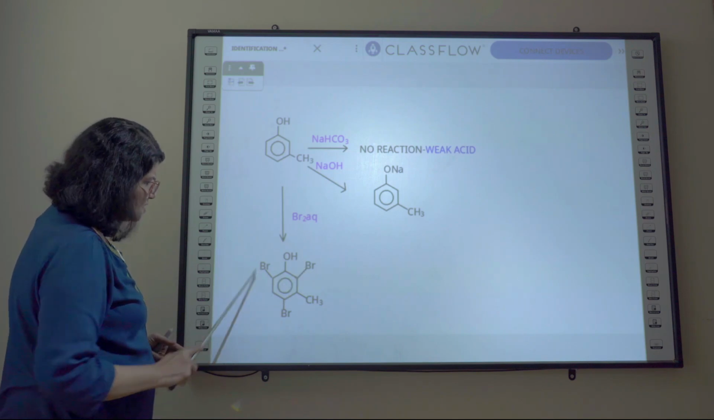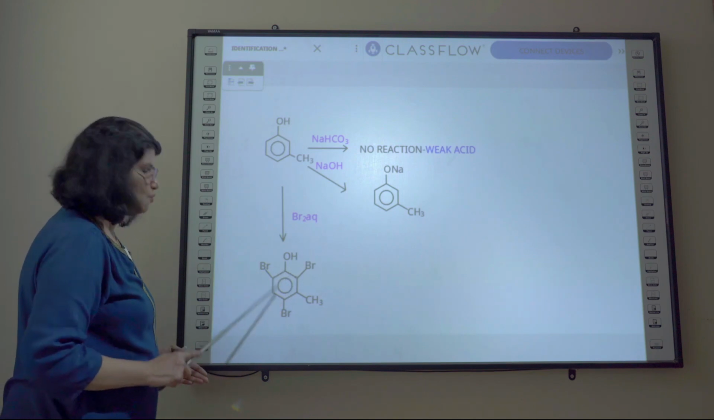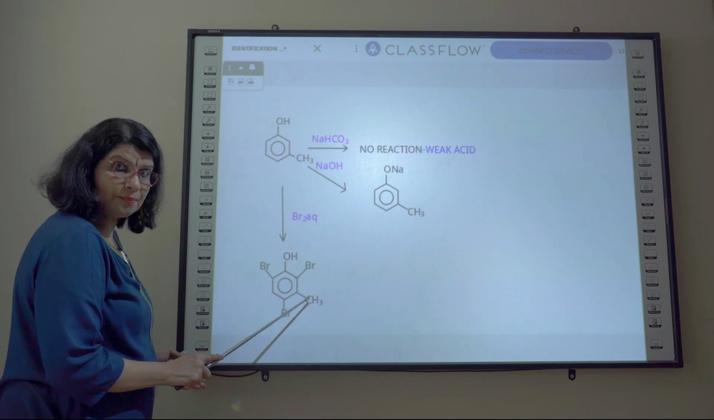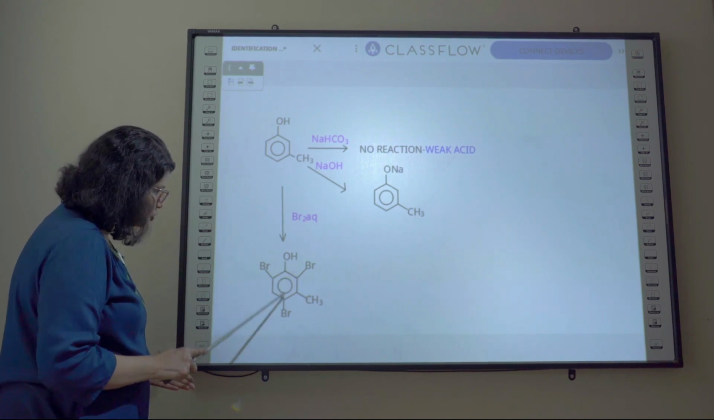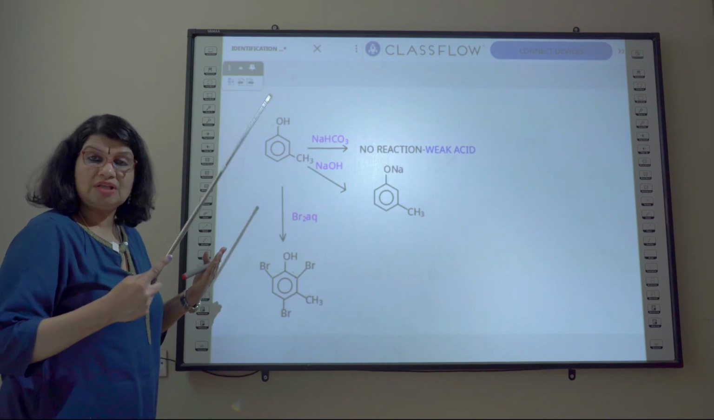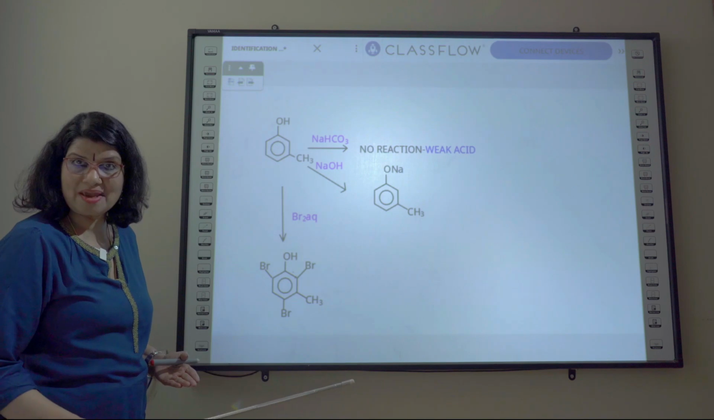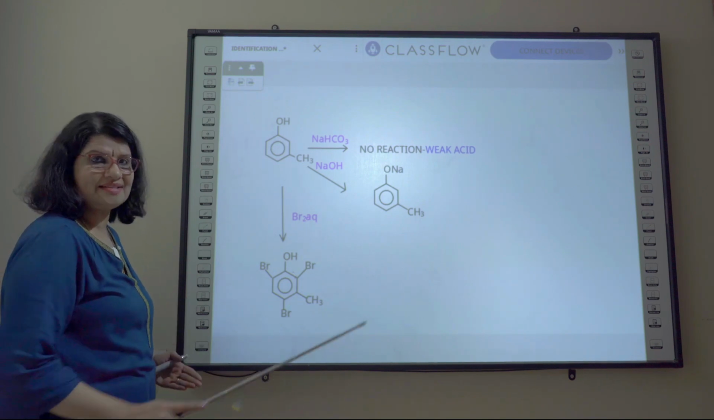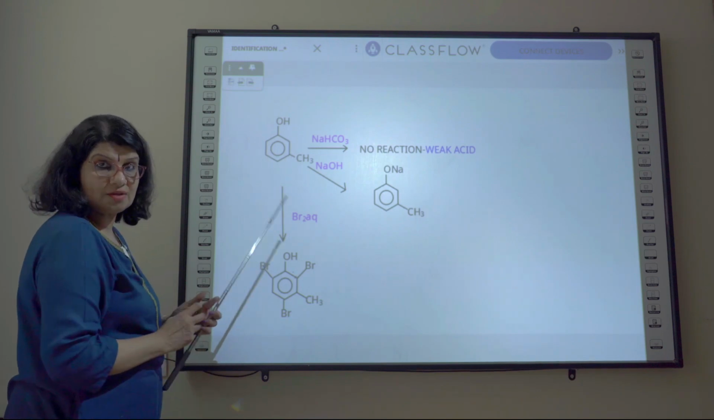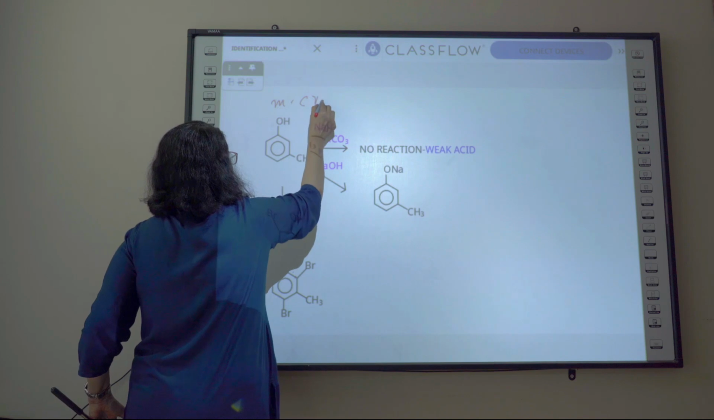Because the 3 bromines are attached at the 2 ortho and 1 para positions. So only if the methyl is placed at the meta position will the 2 ortho and 1 para positions be free for the hydrogens on those positions to be substituted by bromine. That is how we arrive at the structure of the compound as a meta-cresol. This is meta-cresol.